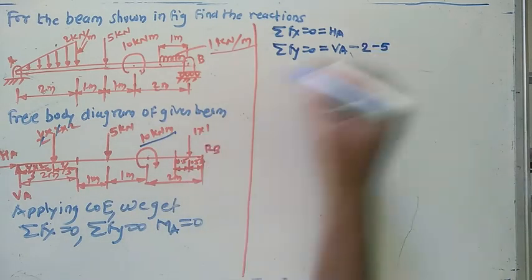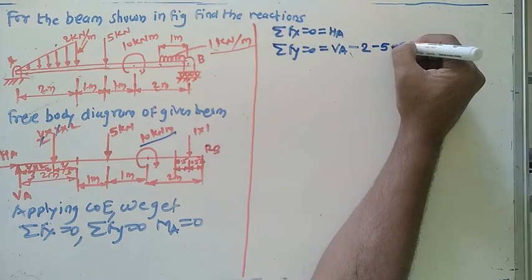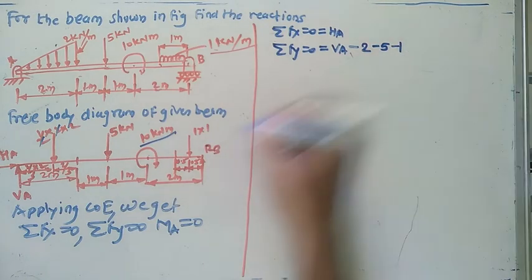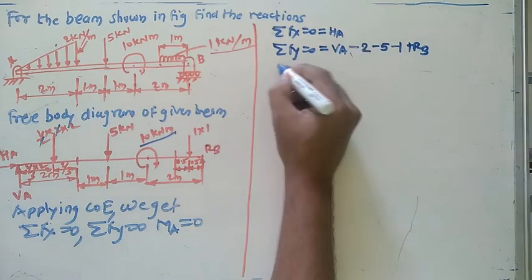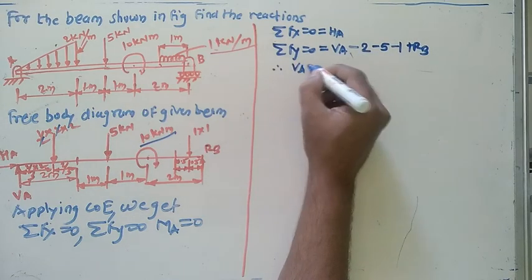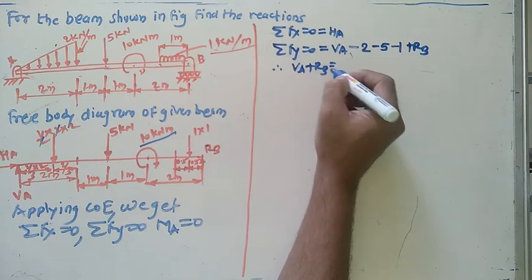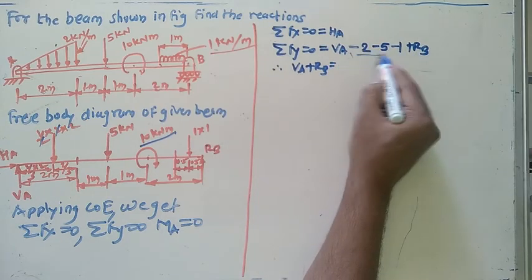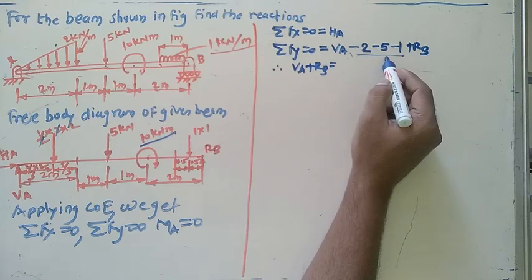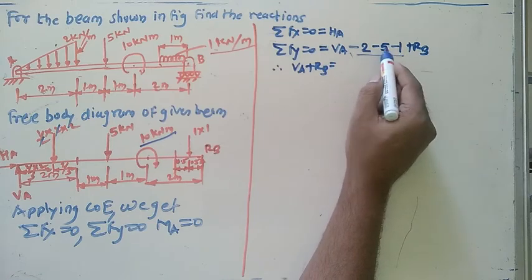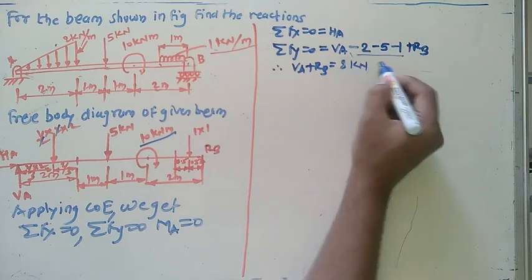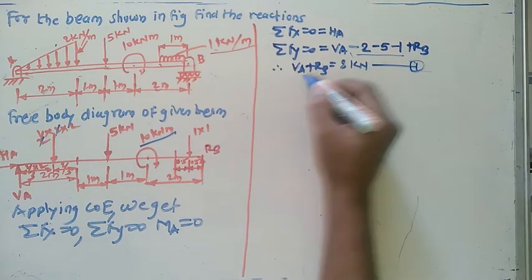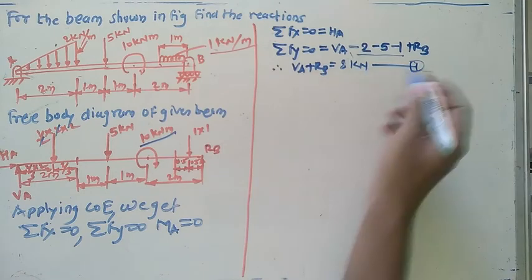What about this one? 1 multiplied by 1 is nothing but the 1 vertically in the downward direction. And what about this one? RB vertically in the upward direction. Solve this to get the first equation. So here VA plus RB equals how much? In this we can get 5 plus 2, 7 plus 1, 8. 8 kilonewton for VA plus RB. Give equation number 1 for this.